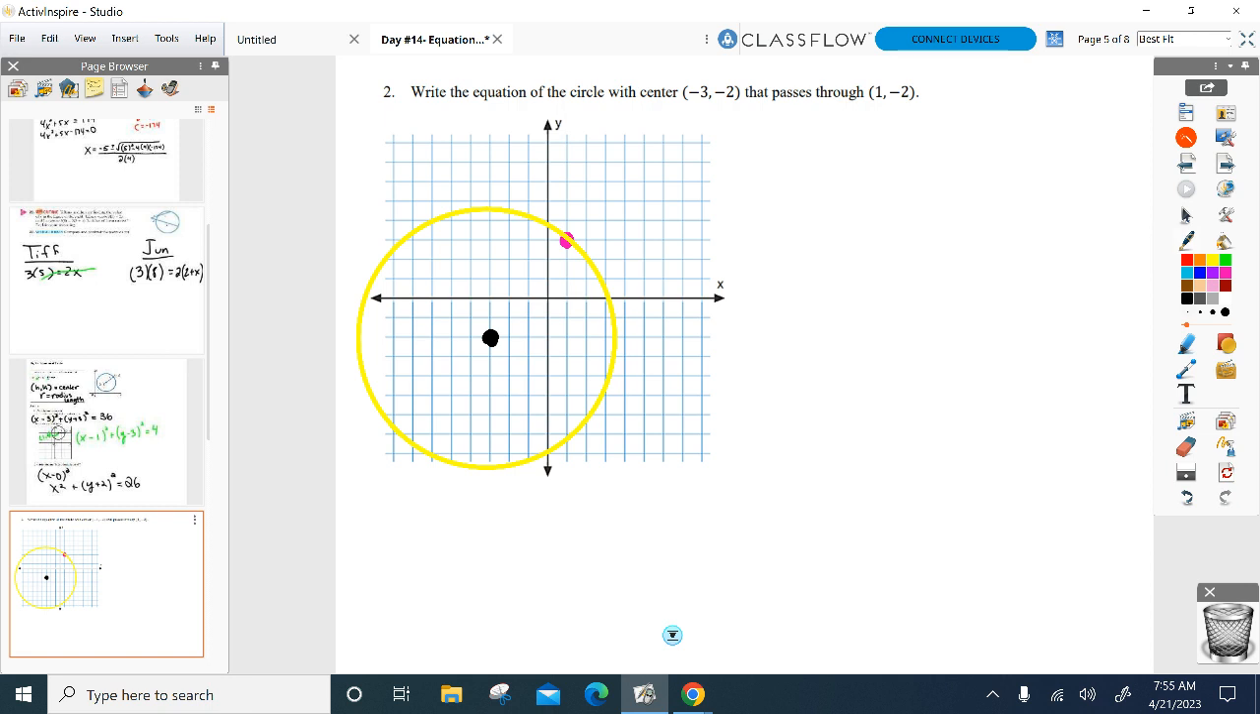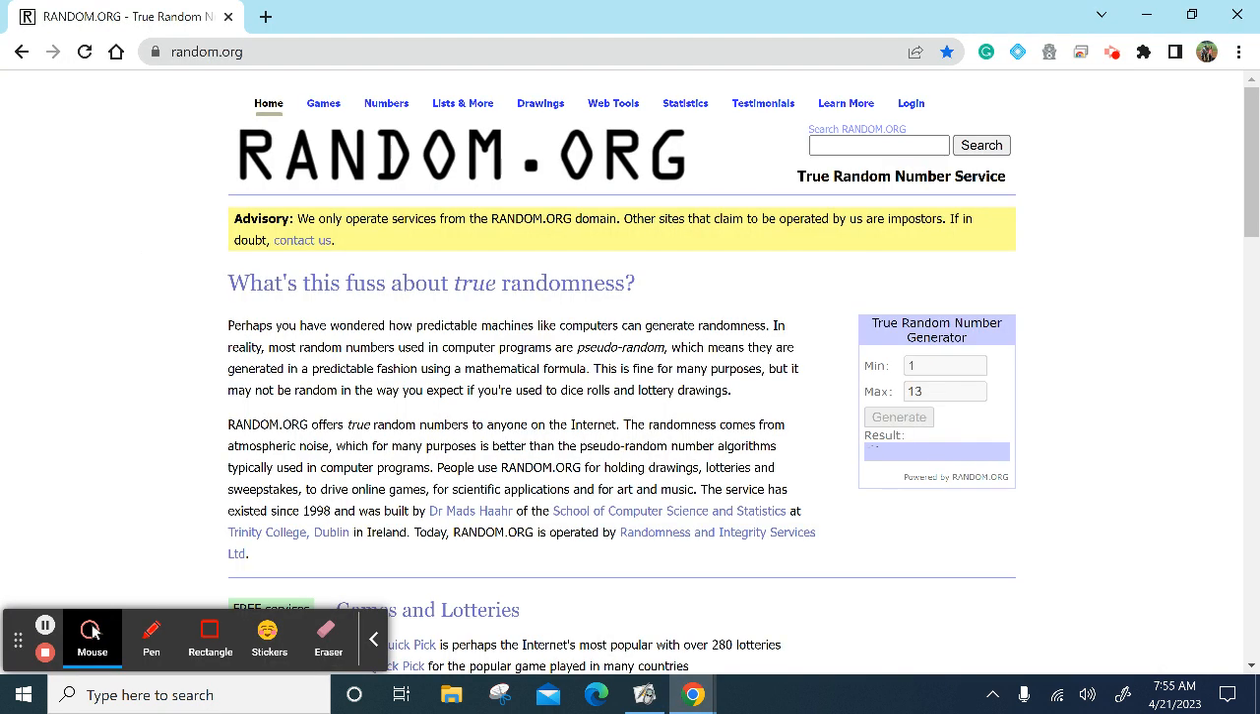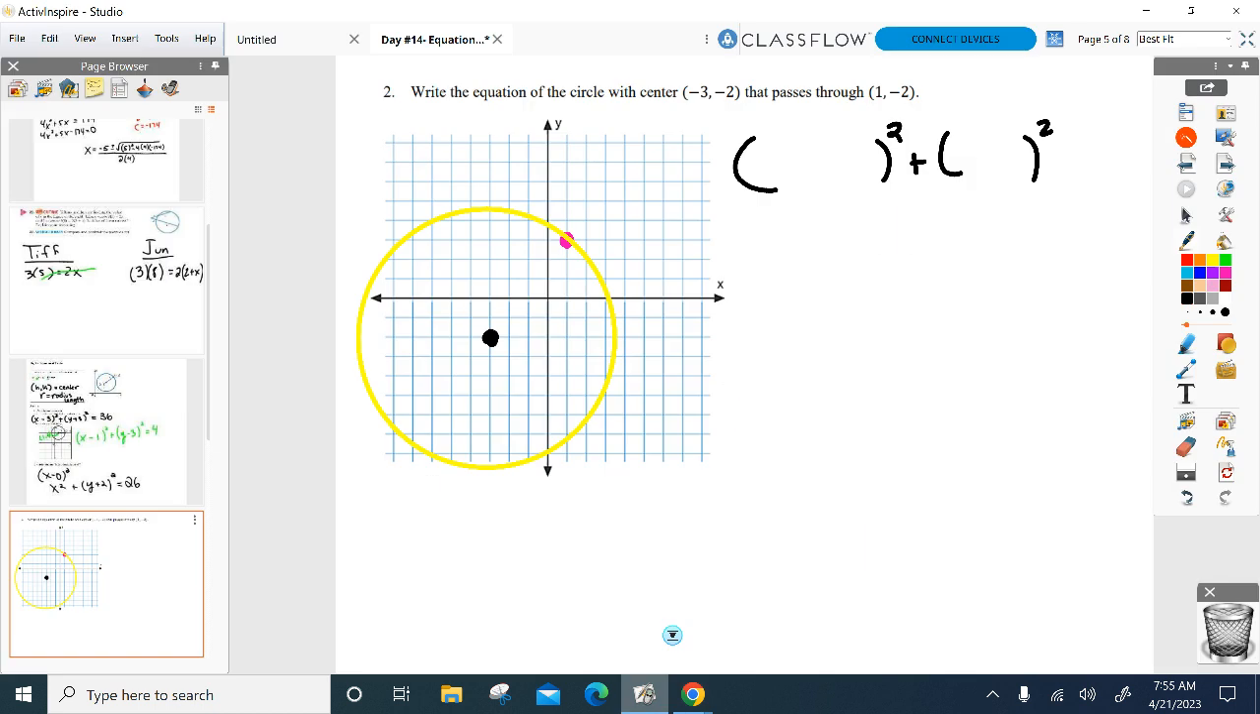I think you can get the left side of the equation written, right? Can you write the left side? Because you know the center right now. You know what the center is. Can you guys give me the left side of the equation? You already know the center. What do I have? X plus 3 squared plus y plus 2 squared. Good. I'm just changing the signs.